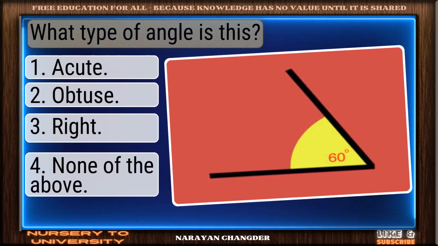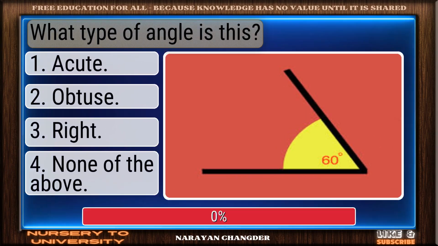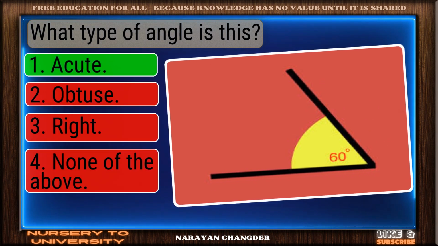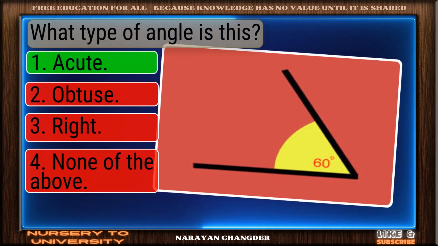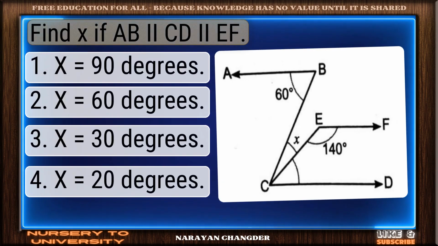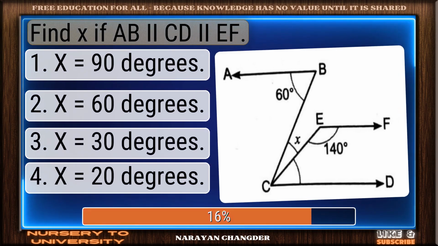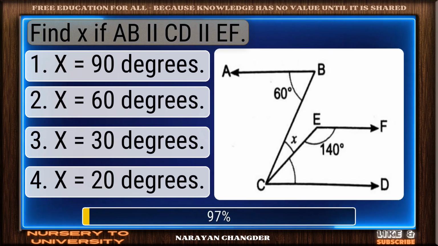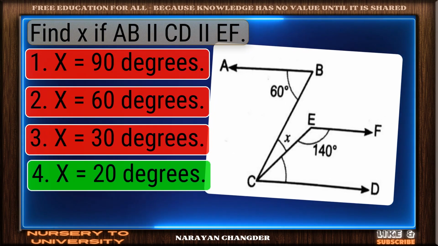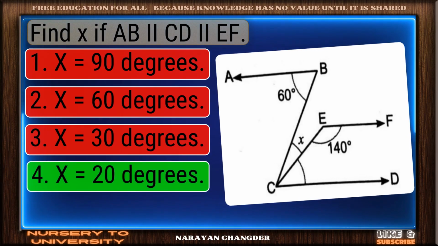Question number 6. What type of angle is this? Exactly. Acute makes sense, and it is right choice. Question number 7. Find x if A by C, D if. Nicely done. X equal to 20 degrees is a solid answer.